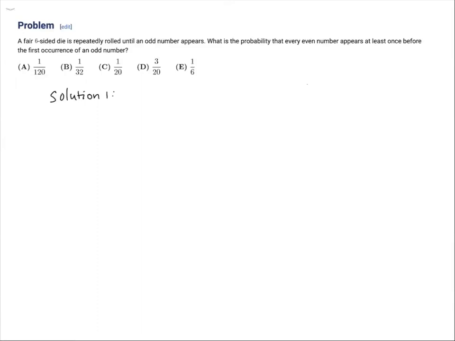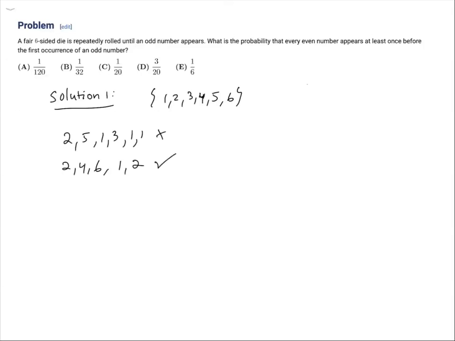Solution 1. This is actually a very slick solution. So let's consider the set of all possible die rolls. That's going to be 1, 2, 3, 4, 5, and 6. So now let's maybe simulate our process. For example, we could have 2, 5, 1, 3, 1, 1. We could also have 2, 4, 6, 1, 2. And what we realize is that the first is a failure and the second is a success.